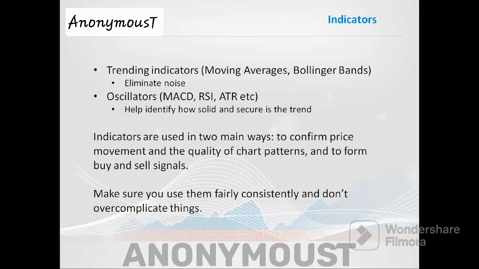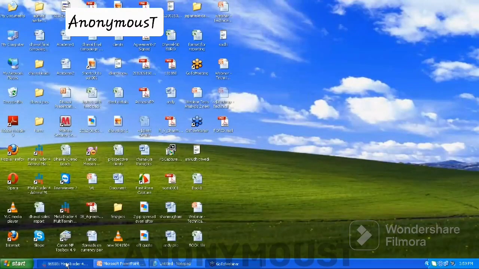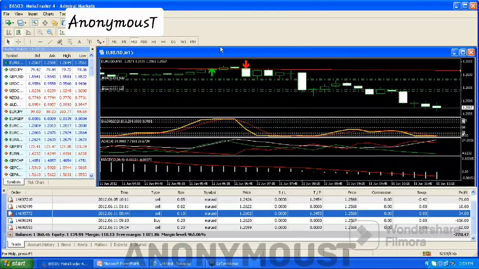Let me tell you one thing. The trending indicators are always plotted on the chart, and the oscillators are always plotted below the chart. I'll show you how it has been done. This is the MetaTrader. I'll just increase the size of the trader. I'll open a new chart.